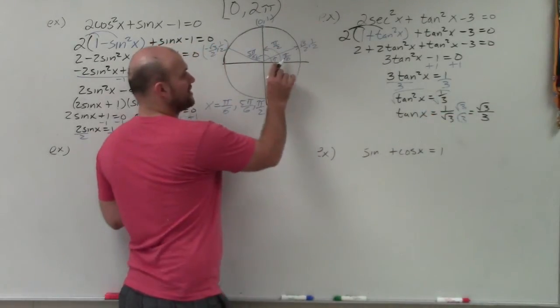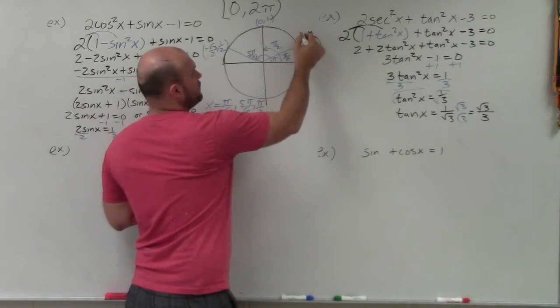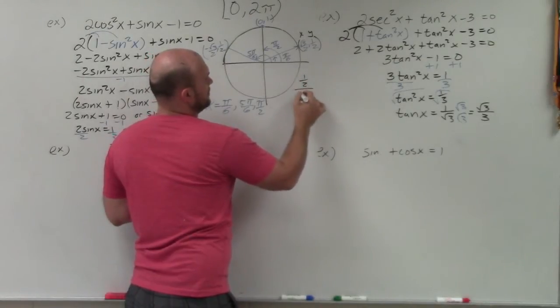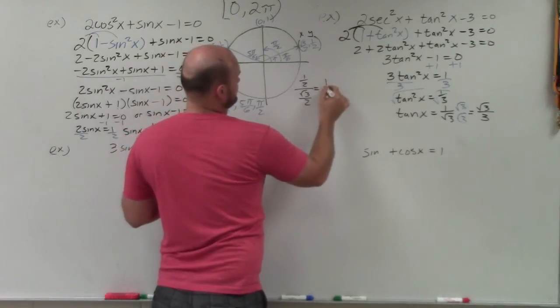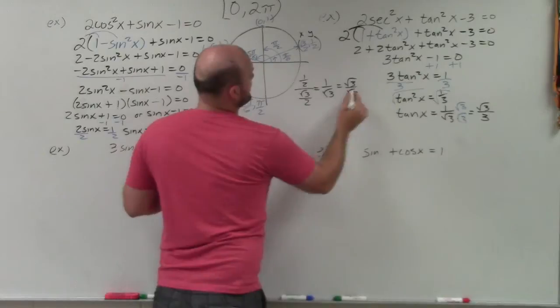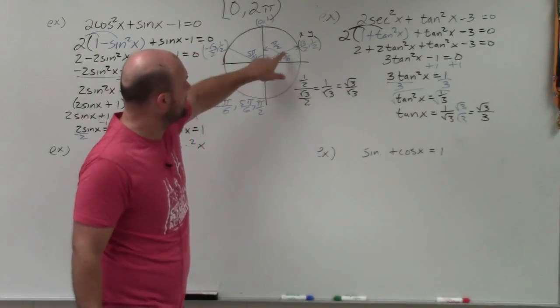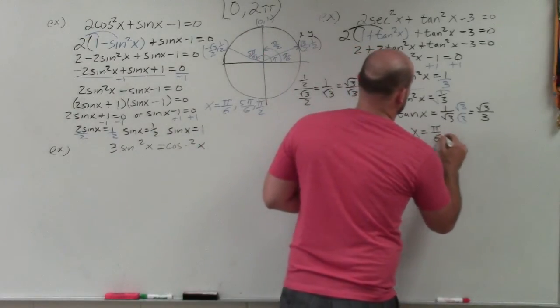Well, fortunately for this problem, we actually have that angle already up there. Because if you do y over x for the angle pi over 6, what you get is the same value. So therefore, I know one of my solutions is going to be pi over 6. So I can say x equals pi over 6.